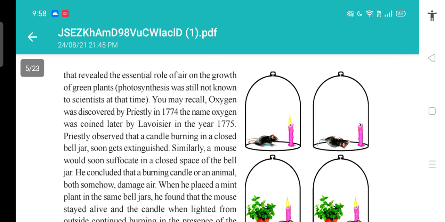You may recall oxygen was discovered by Priestley. In 1774, the name oxygen was coined later by Lavoisier in the year 1775. It is the main point in this chapter. Means Priestley had discovered this oxygen, but the name was given by Lavoisier.